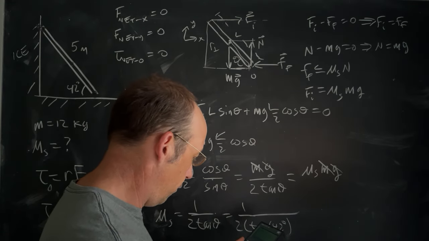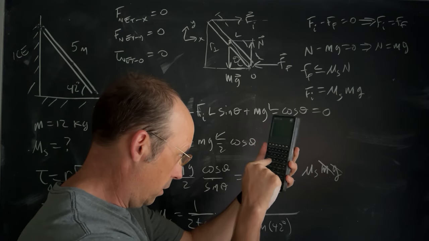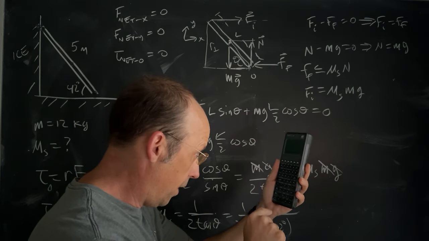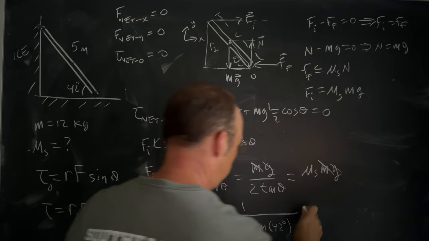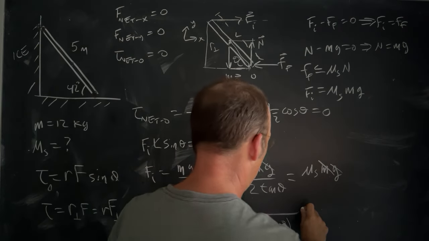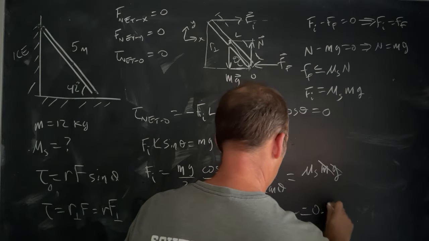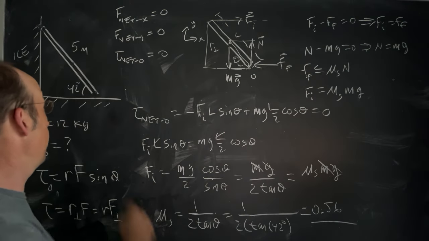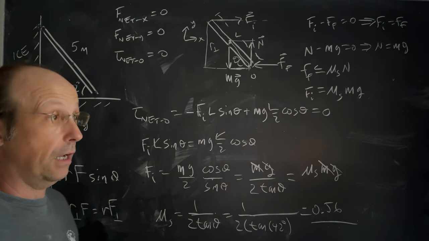Okay, 42, tangent, 2 times 1 over... 0.556. 0.55. Yeah, 0.56. So that's the minimum coefficient of friction I need for that to not fall over.